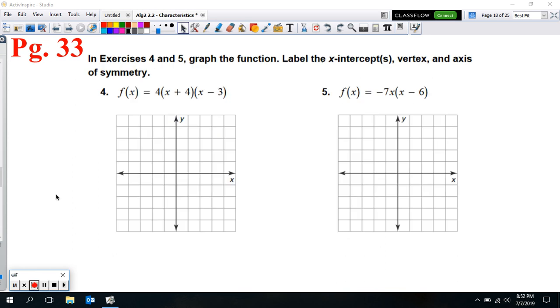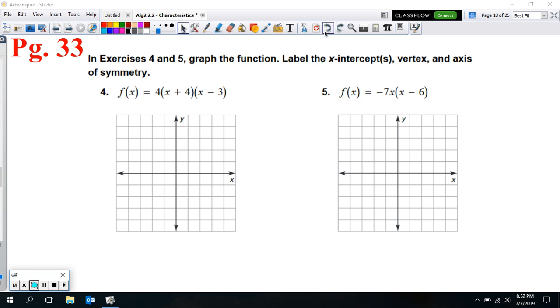Okay, so back on page 33, numbers 4 and 5 of our extra practice, it says to graph the function, and we're going to do just a few things here. Label the x-intercepts, vertex, and axis of symmetry. So not as many things as we were to do before. Now we could still do all those other things, but it just wants us to do these 3.